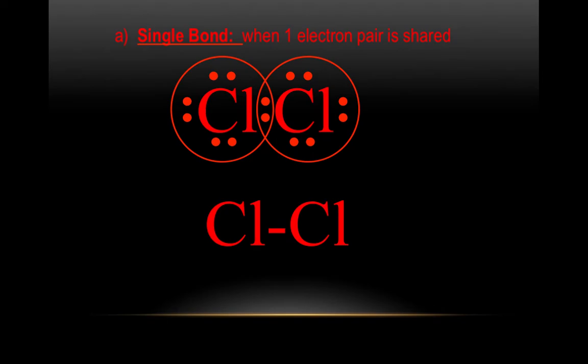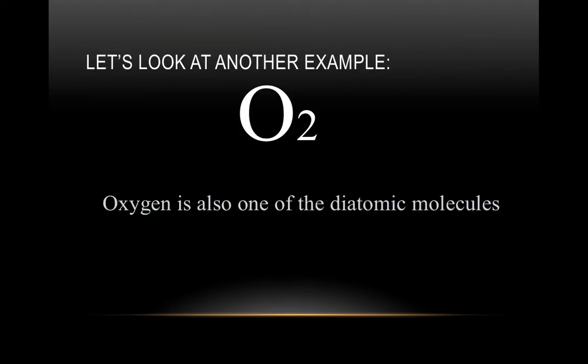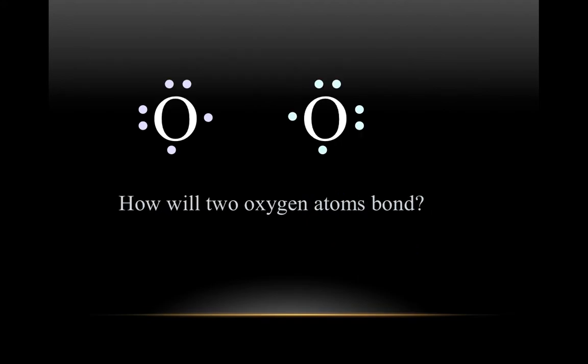So let's look at a different type of bond. And we'll go ahead and take a look at oxygen. Oxygen's pretty important for life on Earth, and that is our molecule O2, also called a diatomic molecule like chlorine. The di means two, and the atomic part means of the same atom. So anytime you have a diatomic molecule, it means you have two of the same atom hooking up together to form a molecule. So how will my two oxygen atoms bond?